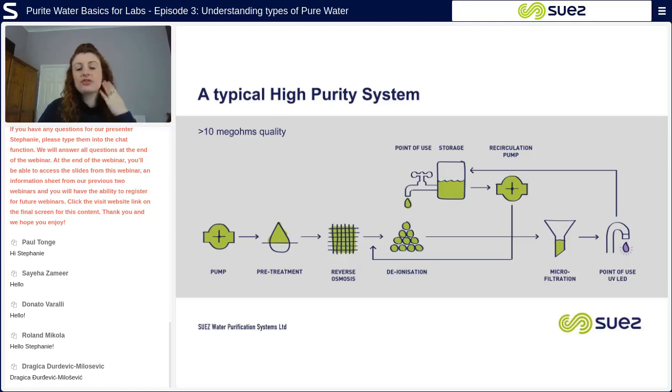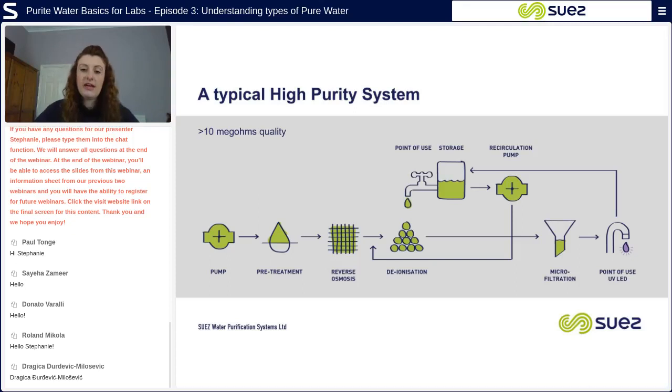So this slide just shows you the process flow of a typical high purity system. I'll just mention each one of the components. The first component is a feed water boost pump, and this is to ensure that the pressure is correct across the whole water system. The pre-treatment cartridge is to remove the organics from the water. The reverse osmosis component removes 99% of bacteria, 98% of minerals.